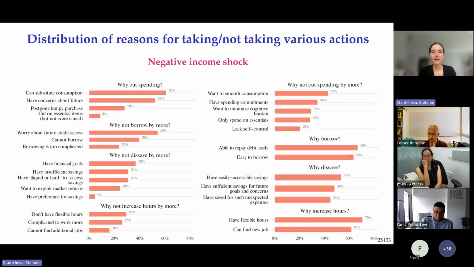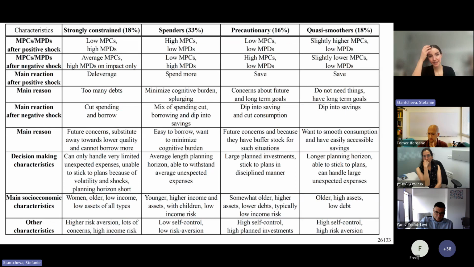And so this is where I want to show you on this mega slide that's very cluttered, but essentially the key results from this clustering algorithm. So when you put together people's MPCs, people's reasonings, people's adjustment margins, what comes out is these 4 key types. So they're labeled in the columns. We have the strongly constrained households. They're around 18% of the sample. We have the spenders. They're around a third of the sample. We have the precautionary households. They're 16%. And we have what we call the quasi-smoothers, which are 18%. So some of these will sound a little bit familiar and others not so much.